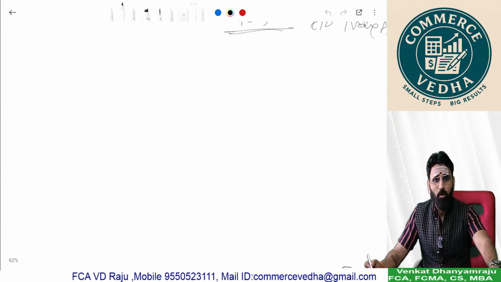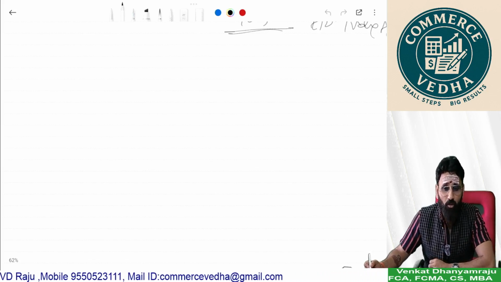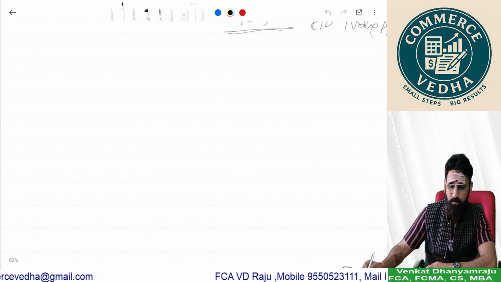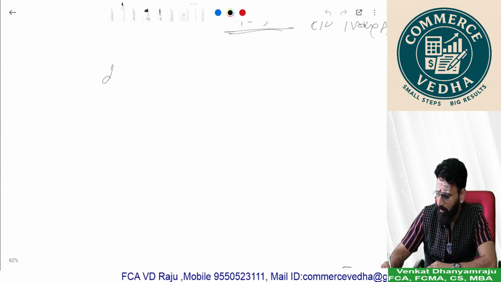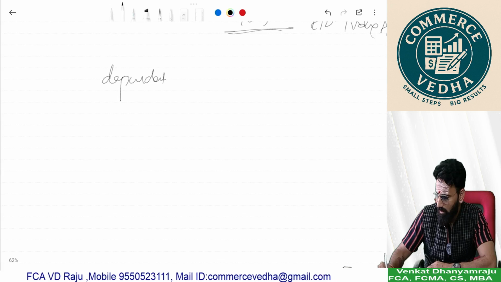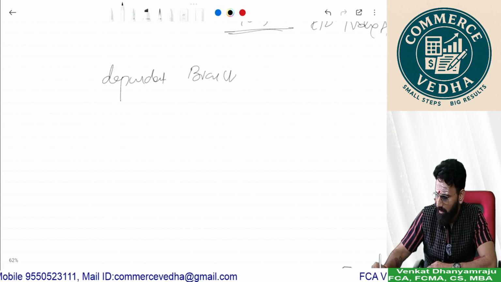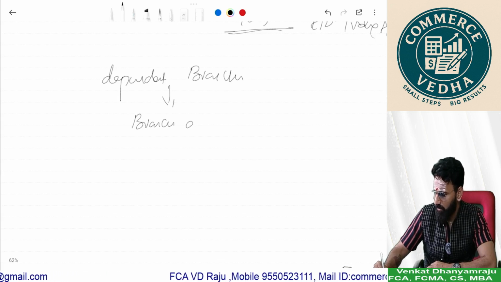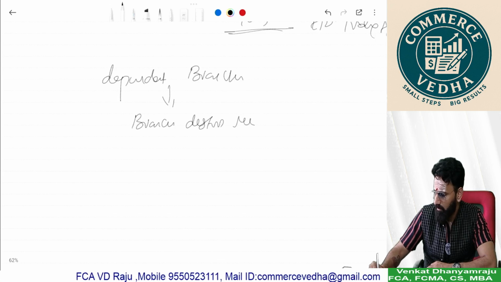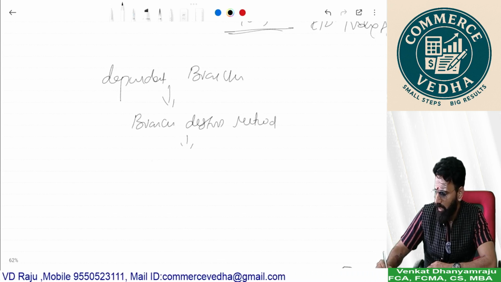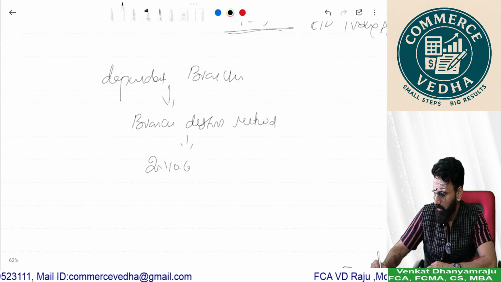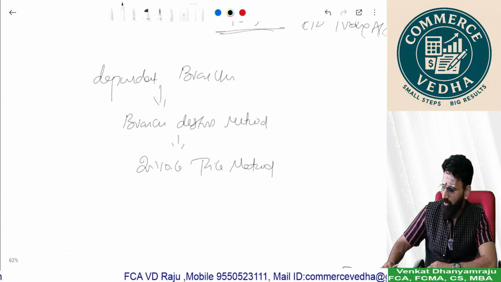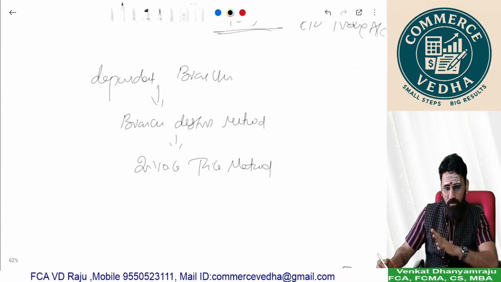In the last session about branch accounting, we did branch accounting, branch debtors method, dependent branches, cost price method. Now what we should learn is dependent branches, branch debtors method, invoice price method. First of all, we should understand what is cost price, what is invoice price.